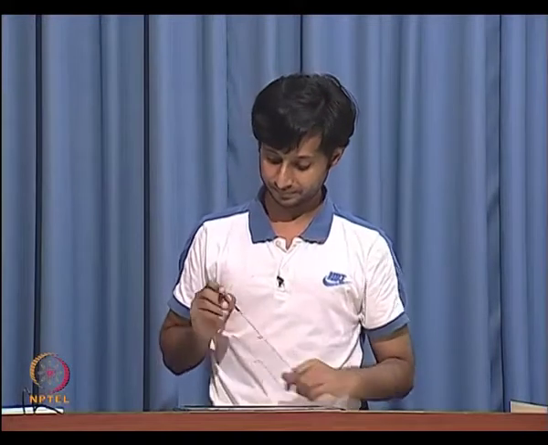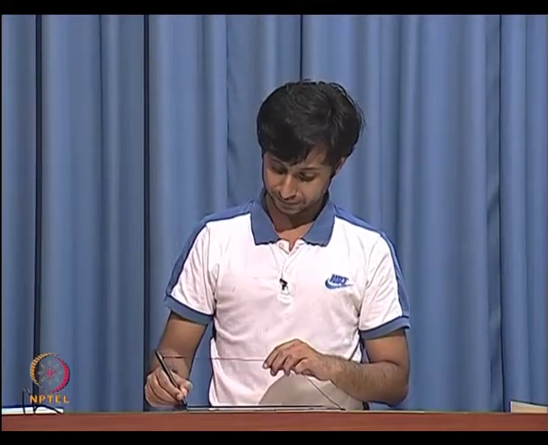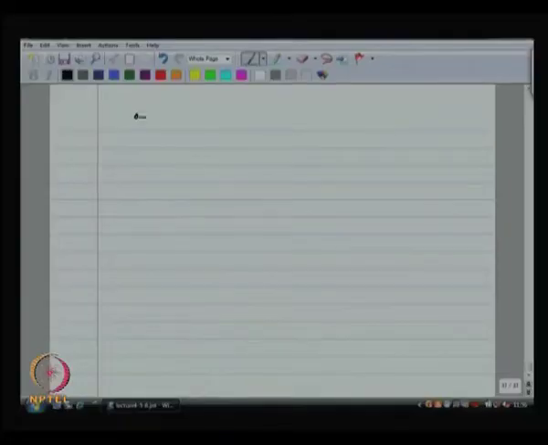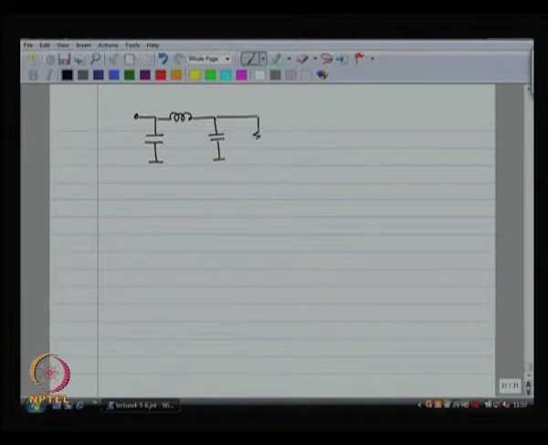Any thoughts? Okay, you can think of it this way. Let us try to work this out from first principles, right. This is an important idea.